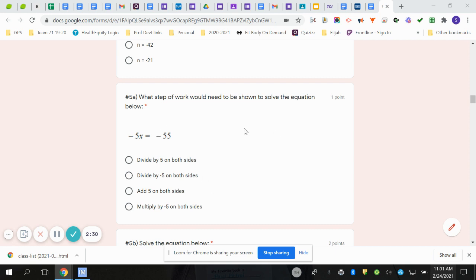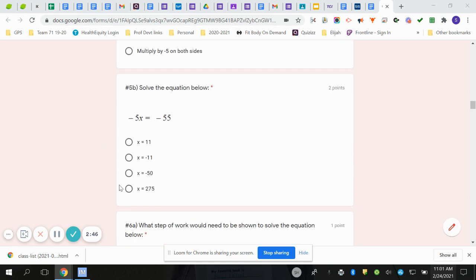5A, rewrite, make sure you're using your fraction bars. Divide 5 on both sides, divide negative 5 on both sides, add 5 to both sides, multiply by negative 5 on both sides. Solve that equation.